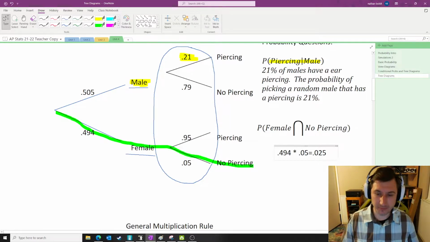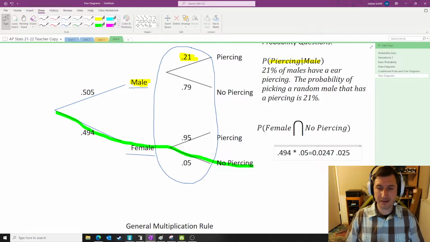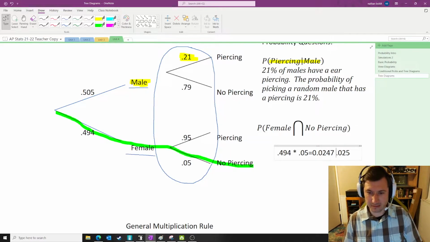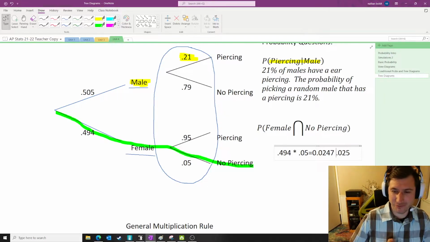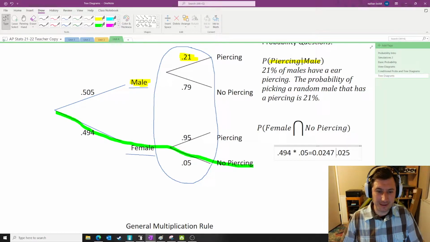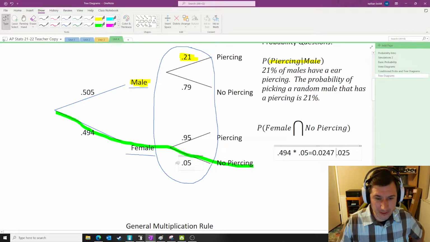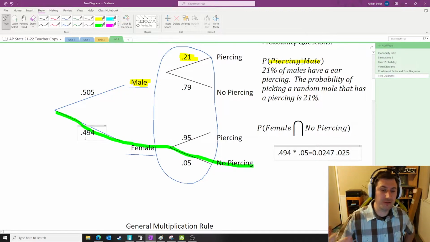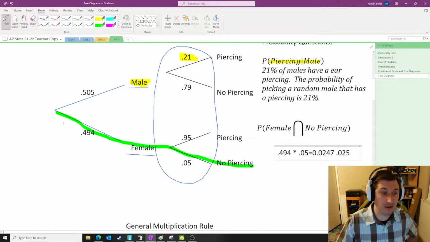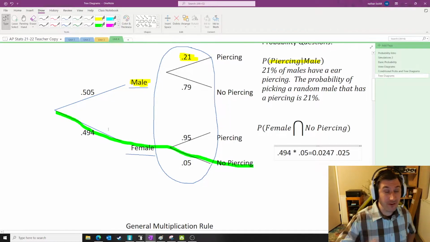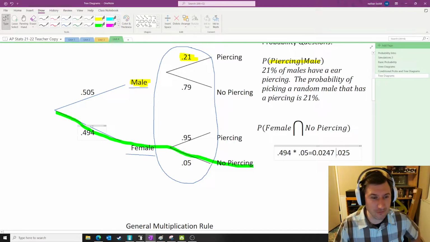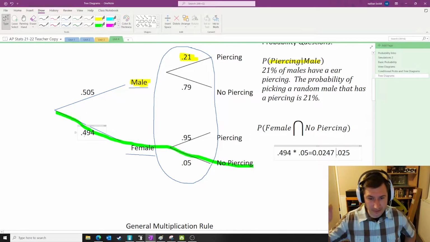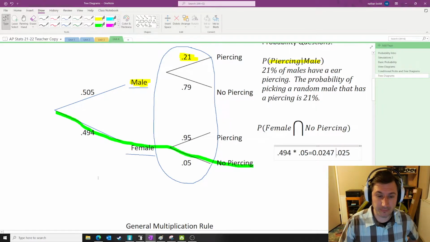Round that up a little bit. And hopefully that kind of makes sense there. Wow, it just did that math for me. That's kind of crazy, isn't it? 5% of the females have a piercing. Well, how many females were there? 49% of our sample. So 5% of means multiply, 5% of that 0.49. 4% are females and have no ear piercing.